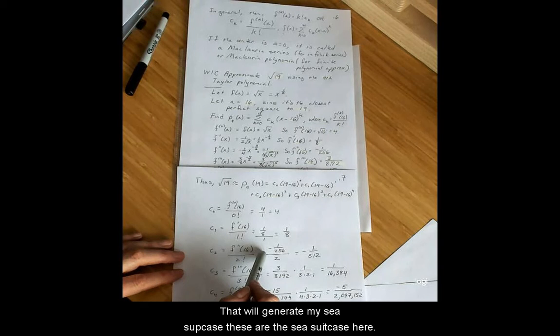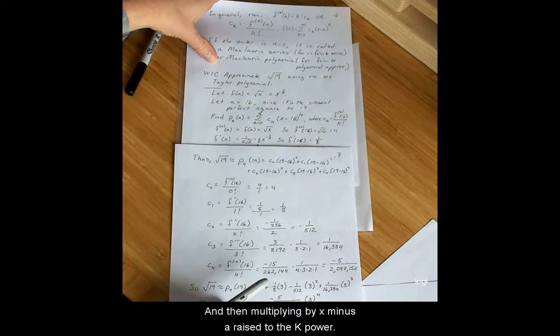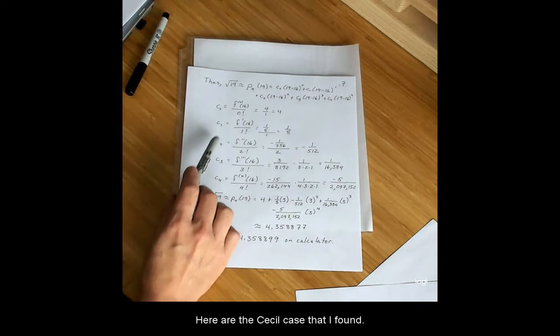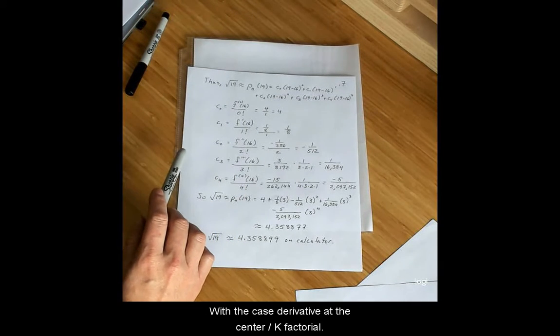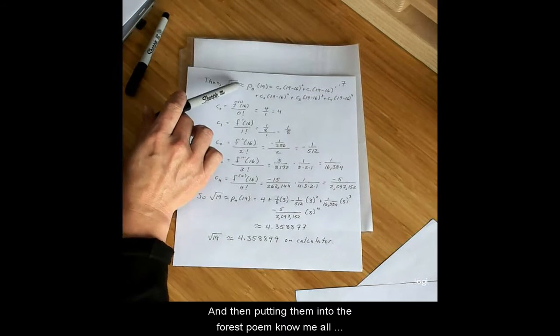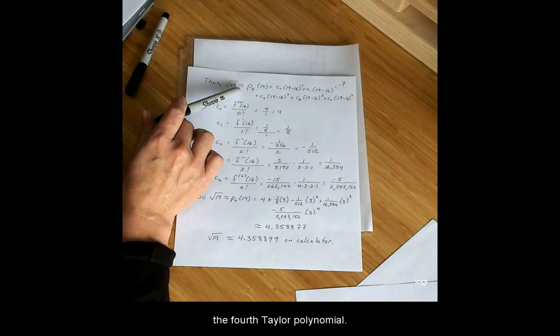These are the c sub k's here, and then multiplying by (x minus a) raised to the k power. So here are the c sub k's that I found, with the kth derivative at the center divided by k factorial, and then putting them into the fourth Taylor polynomial.